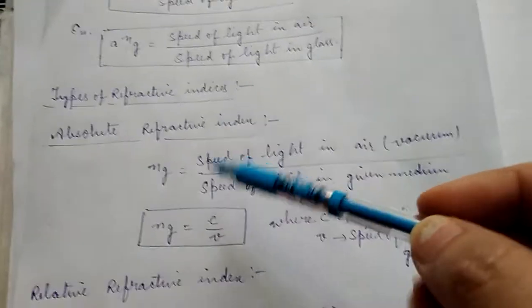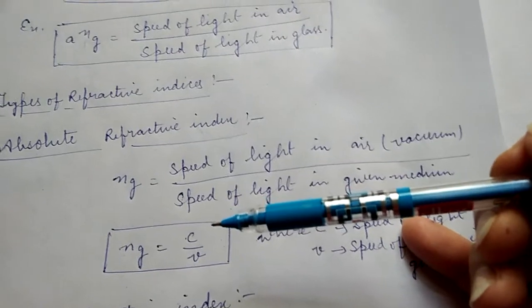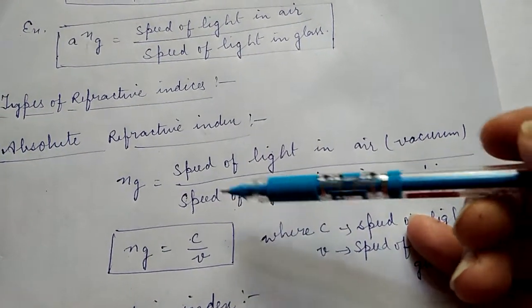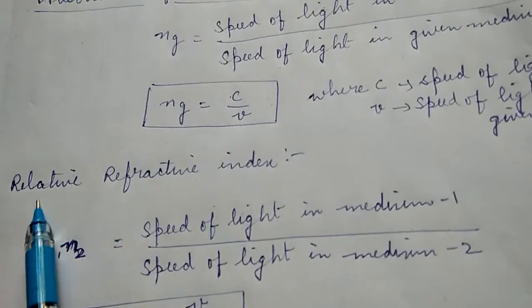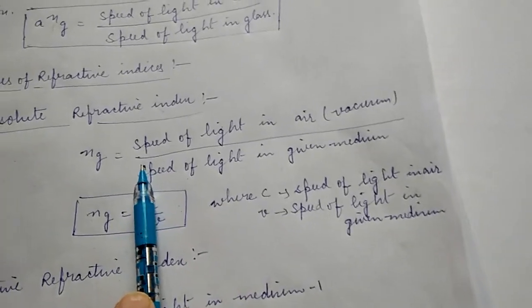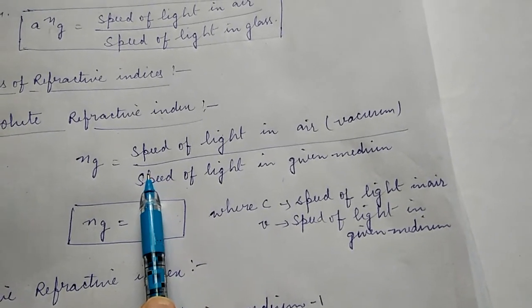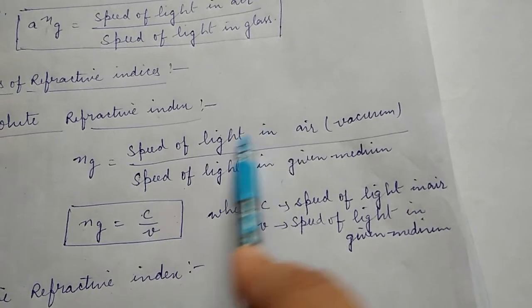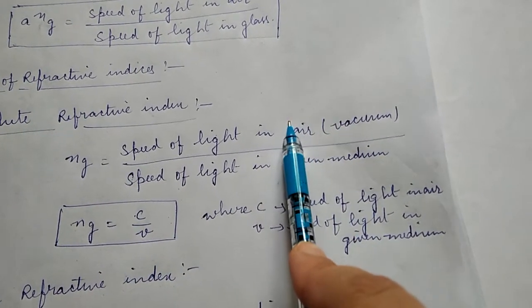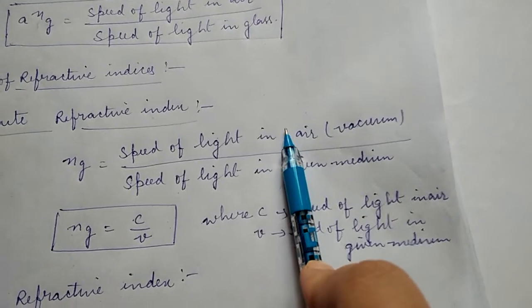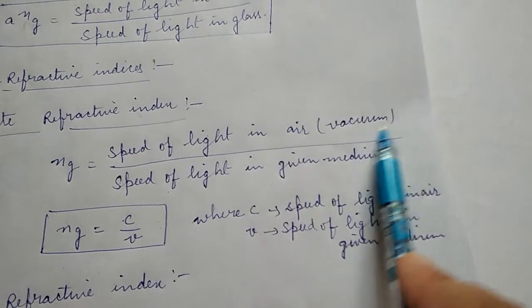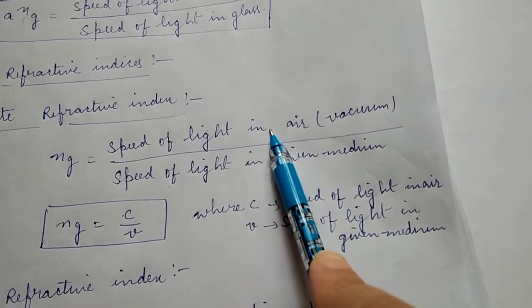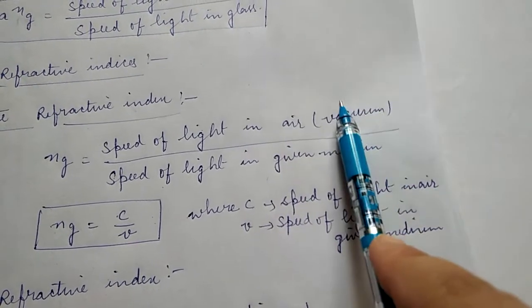Now moving towards the types of refractive indices. There are two types of refractive indices. First one is absolute refractive index and the second one is relative refractive index. So first we will talk about absolute refractive index. So here when the refractive index is found with respect to air or vacuum, suppose we are finding the refractive index of glass with respect to air or vacuum. We are taking here air or vacuum because the speed of light is almost the same in both these media.